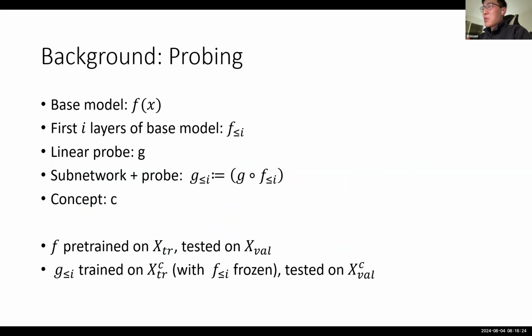For probing, we have one base model called f(x), and we denote the first i layers of this model as f≤i. Then we have a linear probe, g. A linear probe is just a linear classifier, or maybe a logistic regression classifier. We attach this probe g to the output end of our first i layers, and we have the structure called the subnetwork plus probe.